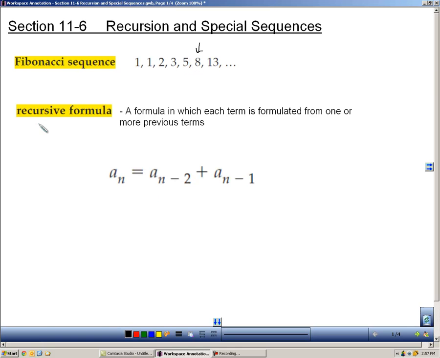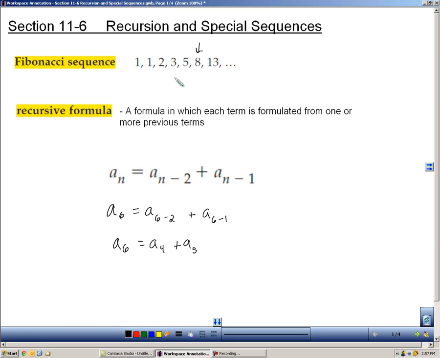This is an example of a recursive sequence and is found by using a recursive formula. That's a formula in which each term is formulated from one or more previous terms. This is the recursive formula for the Fibonacci sequence. It says that, for example, the sixth term is created by looking at the fourth term plus the fifth term. So just rewriting it this way, a sub 4 plus a sub 5.